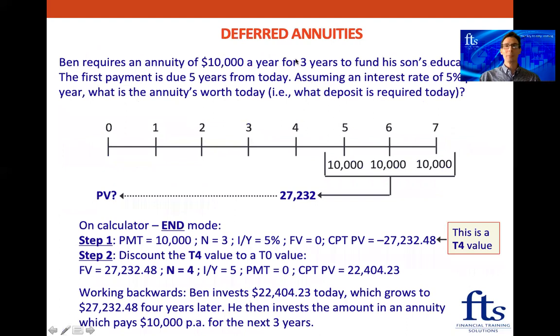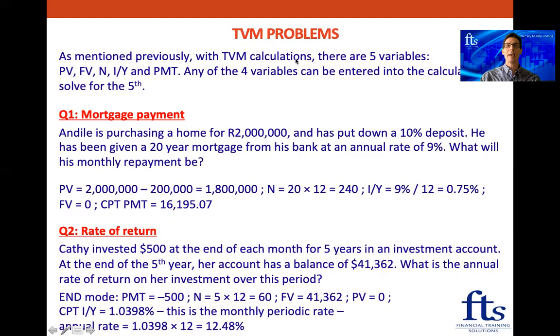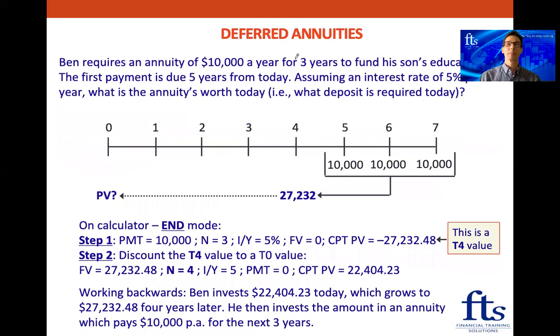Now we're on to deferred annuities, and the best way to understand these is just to do a couple of examples, and that's what we're going to do. So Ben requires an annuity of $10,000 a year for 3 years to fund his son's education. The first payment is due 5 years from today. So assuming an interest rate of 5% per year, what is the annuity worth today? So in other words, what deposit is required today? How much does Ben need to put down today so that he can generate these cash flows?